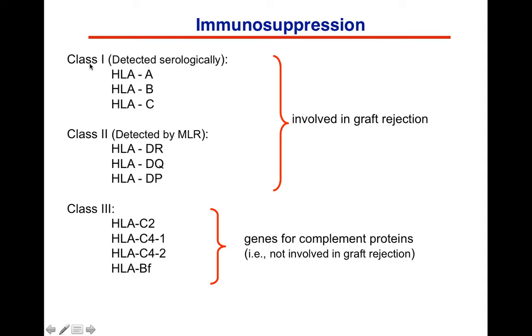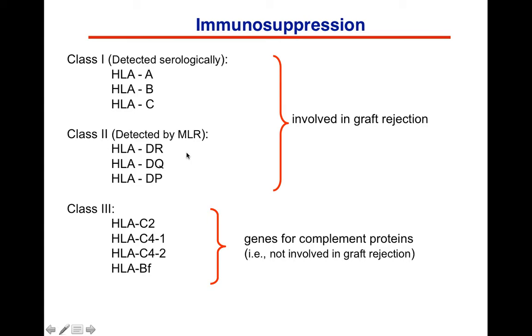Class 1 are the MHC1s, or class HLA1, and there are A, B, and C types of those. For class 2, or HLA2, these are HLA-DR, DQ, and DP. And then there's class 3, which is really complement factors, and these are not important. They're not involved in graft rejection. So these two up here are the ones that you really want to pay attention to.